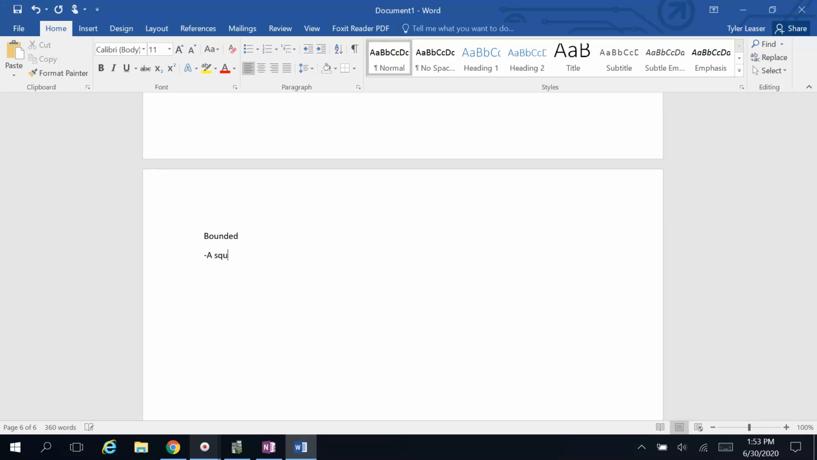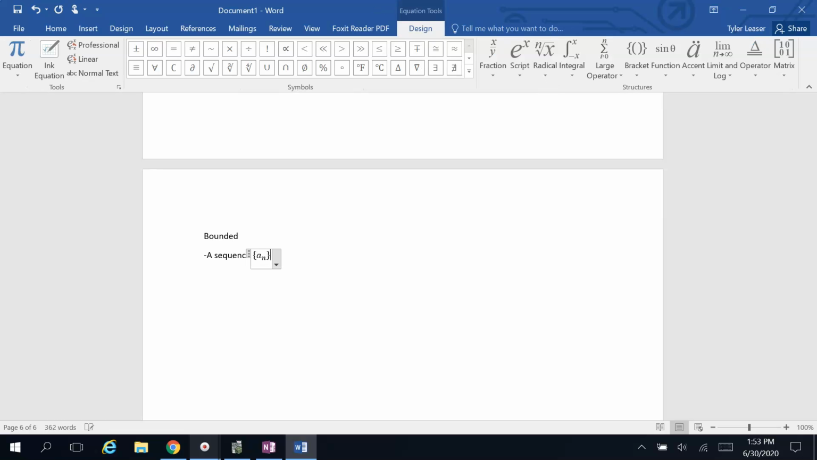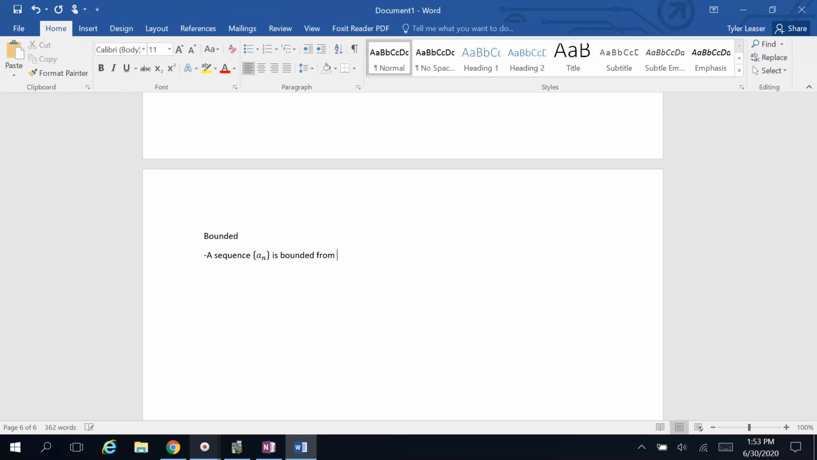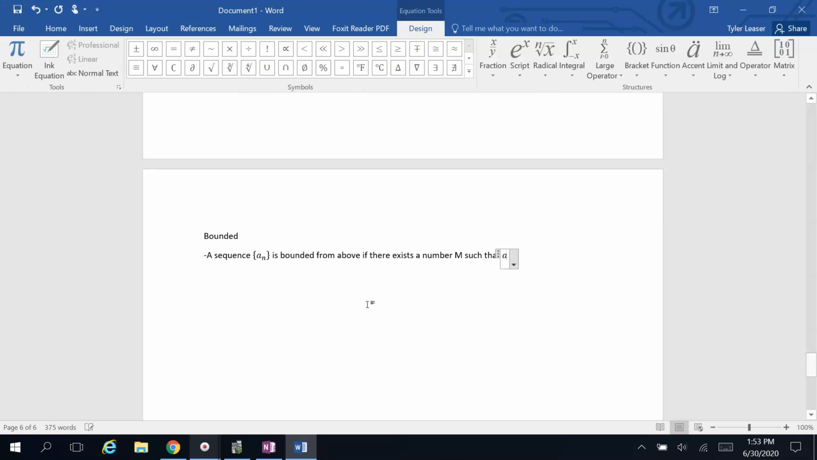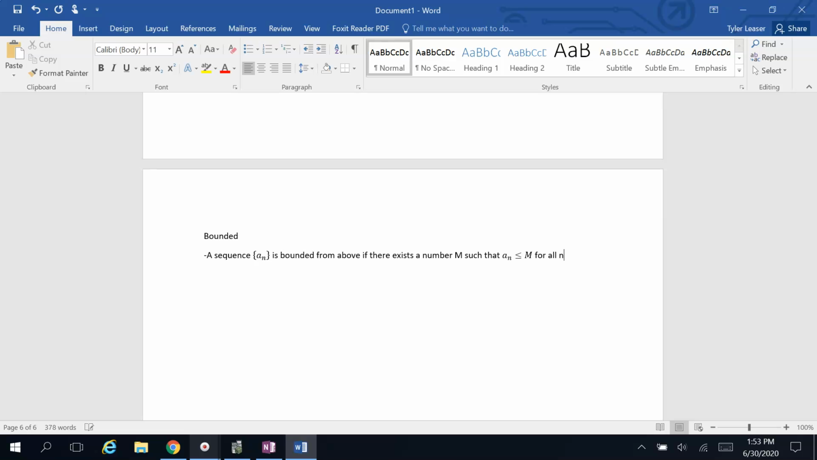Something is bounded if a sequence A sub n is bounded from above if there exists a number m such that A sub n is less than or equal to this m for all n. So a sequence is bounded from above if there exists a maximum m, this is called the upper bound, such that A sub n is always less than or equal to that upper bound.